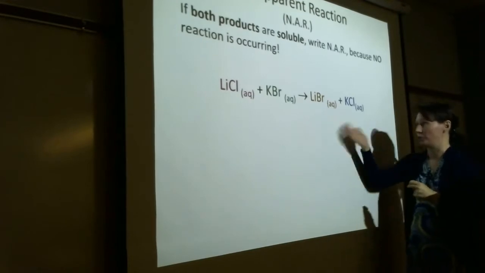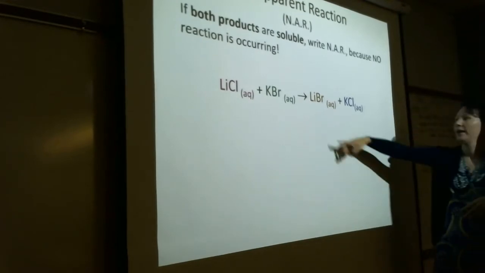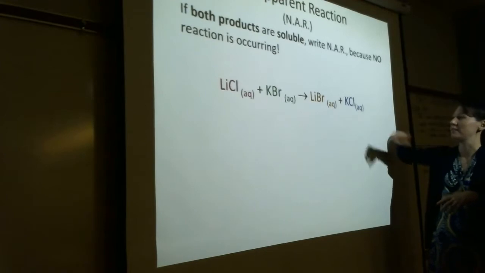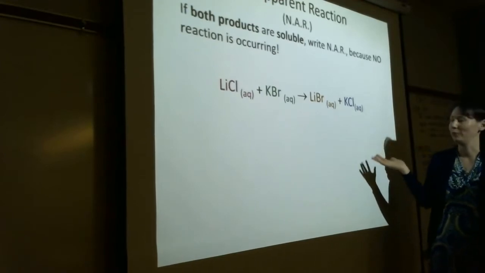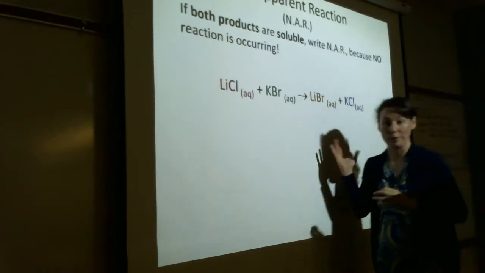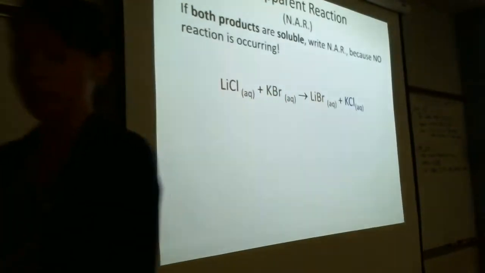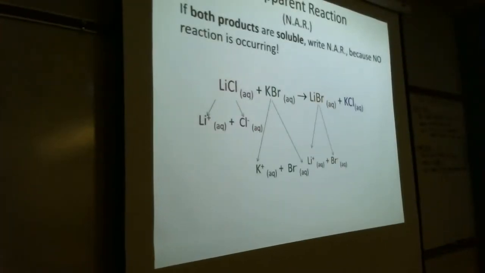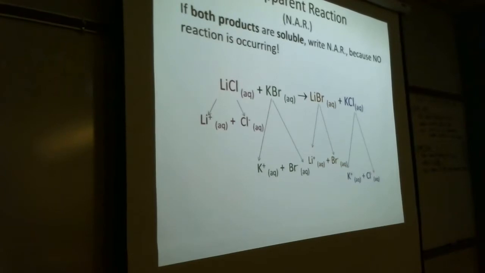No, I just made a solution, right? Now I've just got Li plus and Br minus and K plus and Cl minus floating around, right? And you can confirm this for yourself, because if you try to write a complete ionic equation, what's going to happen when you cancel your spectators? Everybody's going to cancel, right?